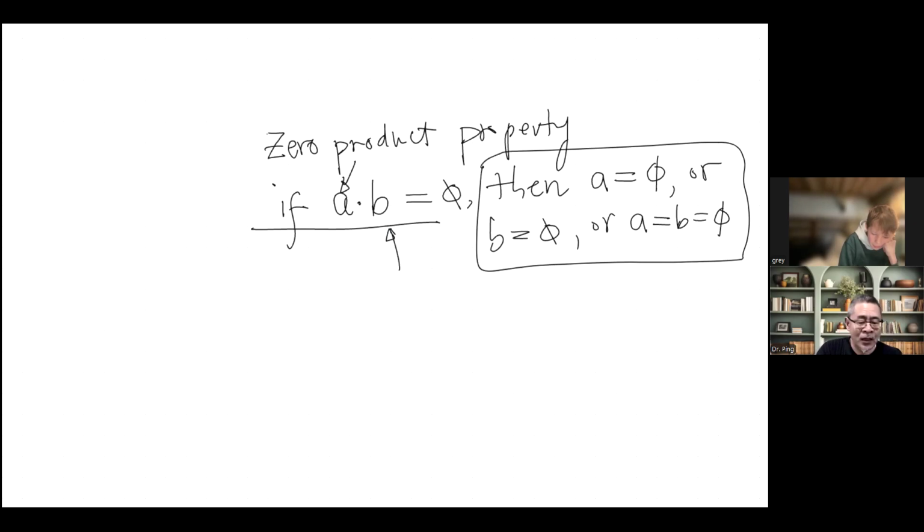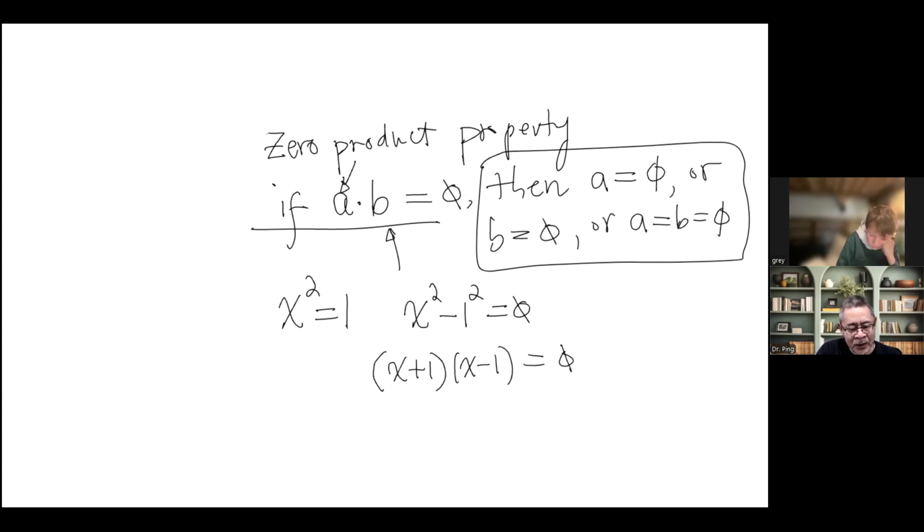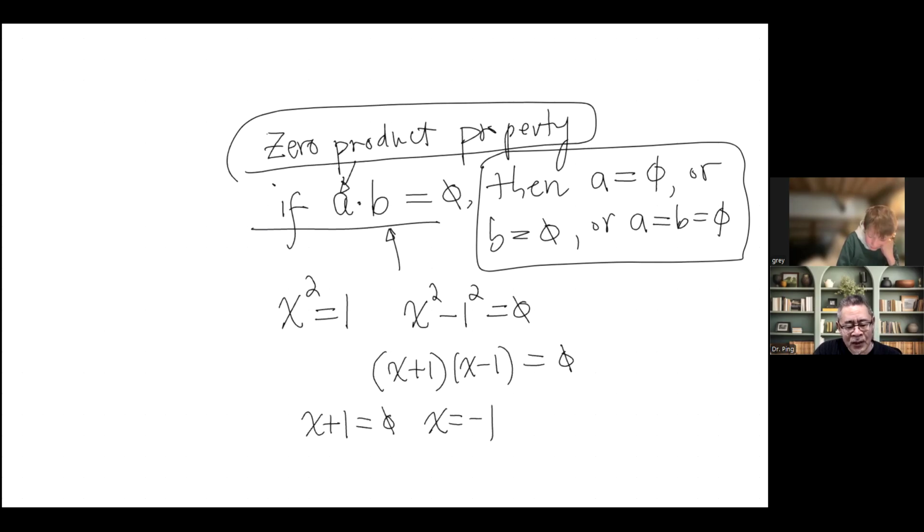Okay, we start with something simple, like x squared equal to 1. Well, we can rewrite this as x squared minus 1 squared equal to 0. Now, x squared minus 1 squared, as we learned earlier, is x plus 1 times x minus 1 equal to 0. Then based on the zero product property, we either have x plus 1 equals 0, which means x is negative 1. So this is basically just a simple linear equation. Or x minus 1 equals 0, and that will give us x equal to 1.